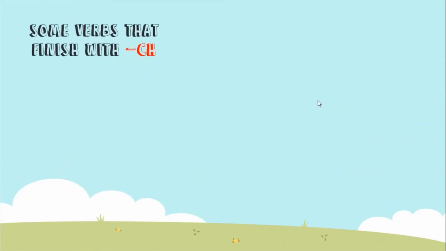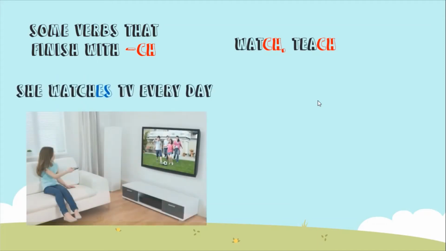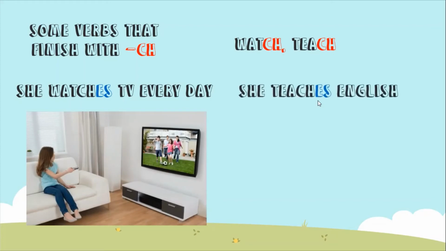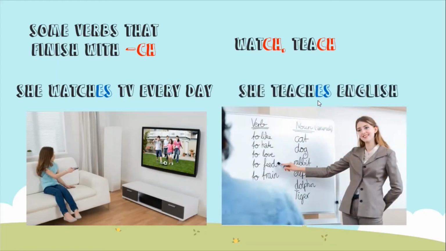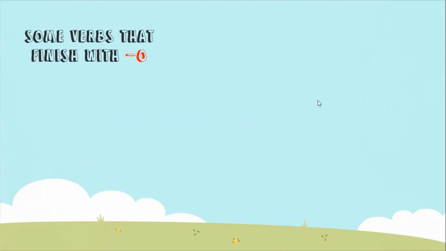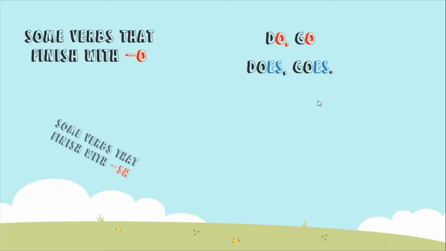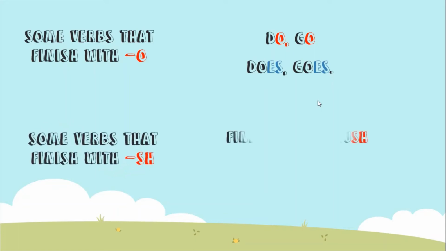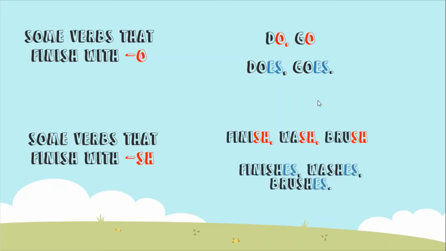And here we have more examples, some verbs that finish with CH. Watch and teach. For example, she watches TV every day. Or she teaches English. Now, we also have some other examples for you. Some verbs that finish with O are do and go. So in the third person, you're going to use the verb as does and goes. Some verbs that finish with SH are finish, wash, and brush. And yes, in the third person, they are finishes, washes, and brushes.